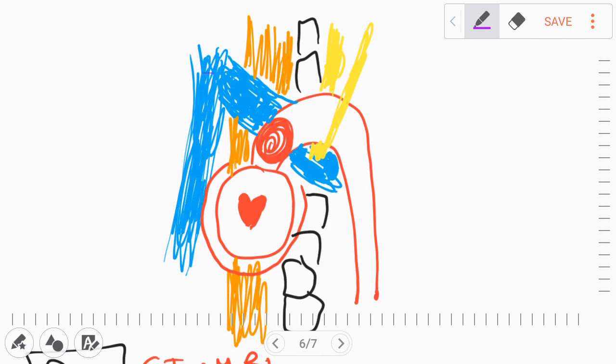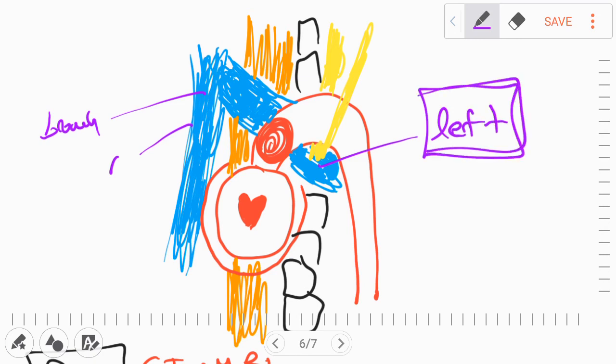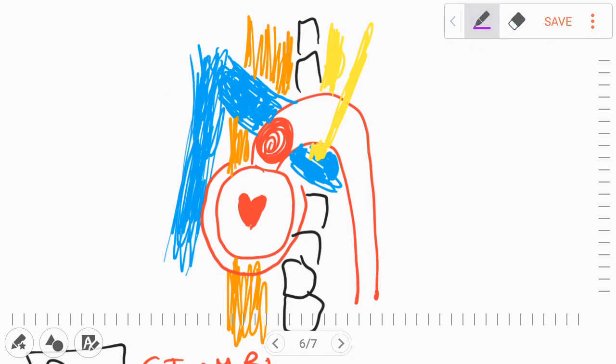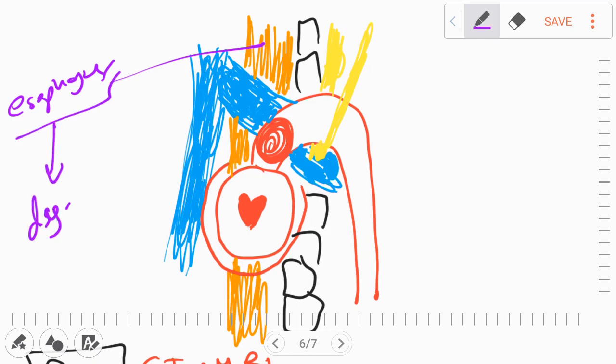So coming back, the blue is the bronchi, the right and the left. It is mostly the left which the aneurysm compresses, and so you can end up with dyspnea, or breathlessness. The next thing is the orange structure here, which is the esophagus. If your aneurysm presses on the esophagus, you can end up with dysphagia. You won't be able to swallow properly.